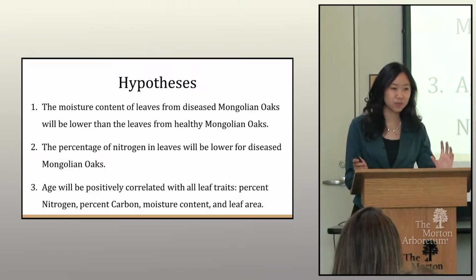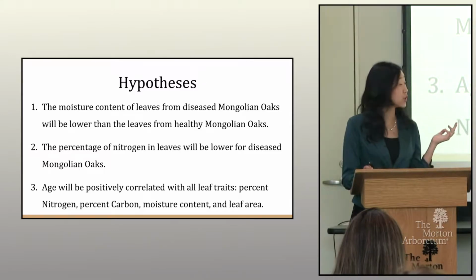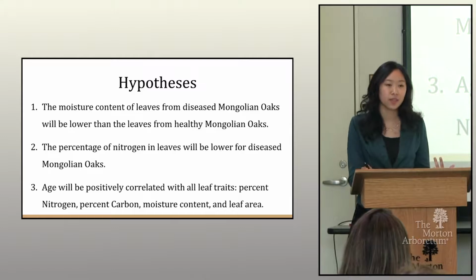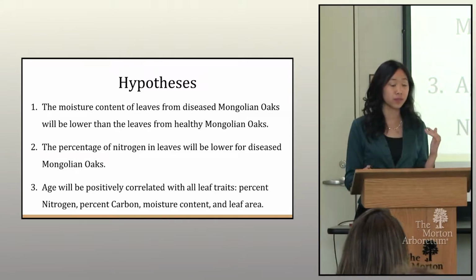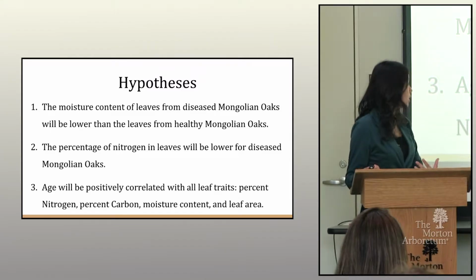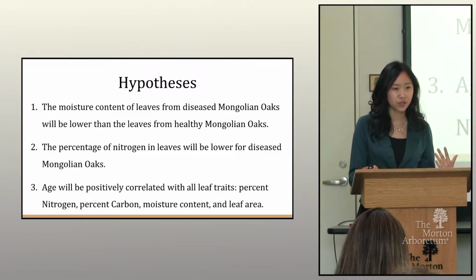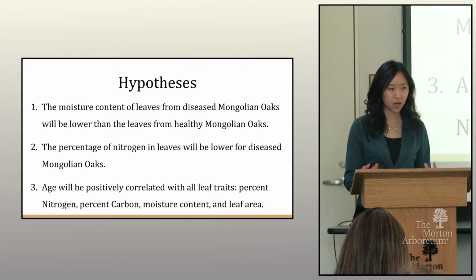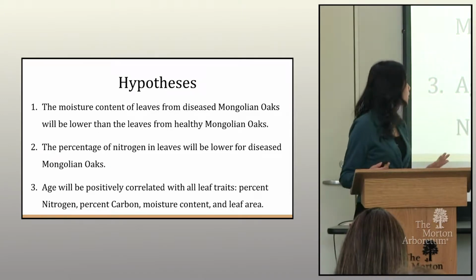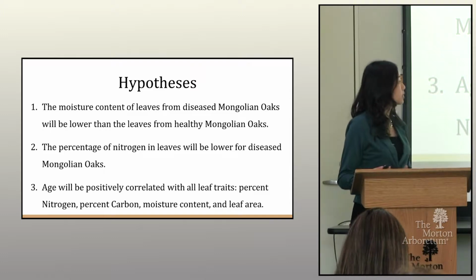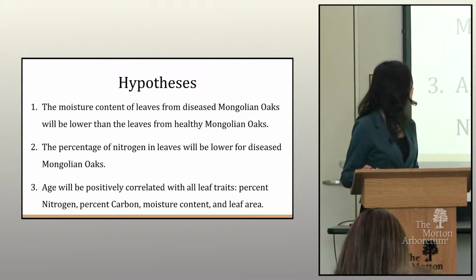Because the pathogen blocks water and nutrients from reaching the leaves, I hypothesized that the moisture content for leaves from diseased Mongolian oaks would be lower than the leaves from healthy Mongolian oaks. Research has also shown that nitrogen is involved in the production of chemical compounds that protect plants against parasites and diseases, so I also predicted that the percentage of nitrogen would be lower for diseased Mongolian oaks.